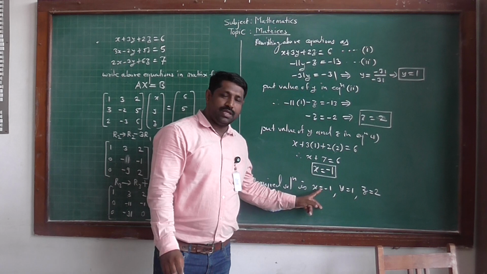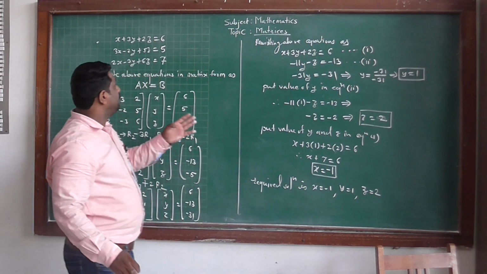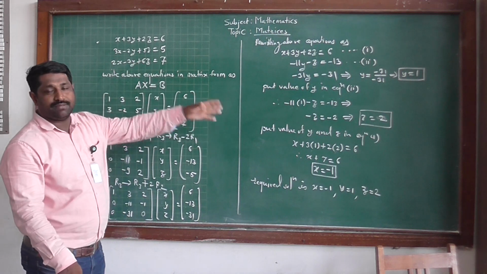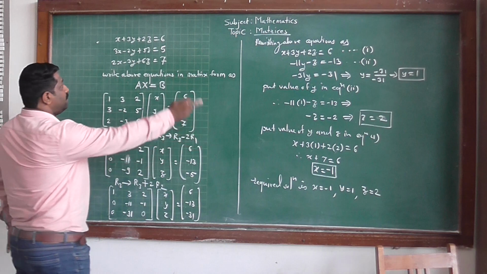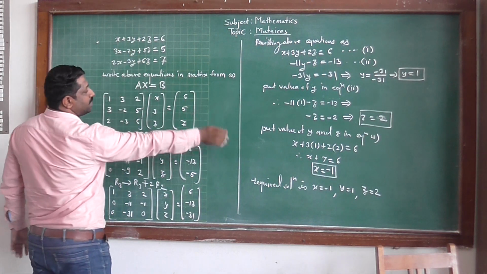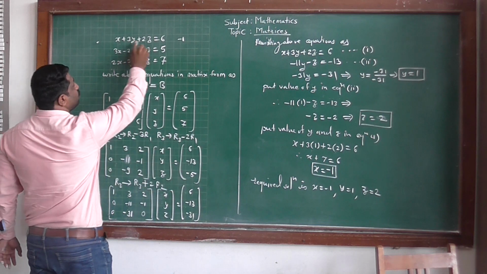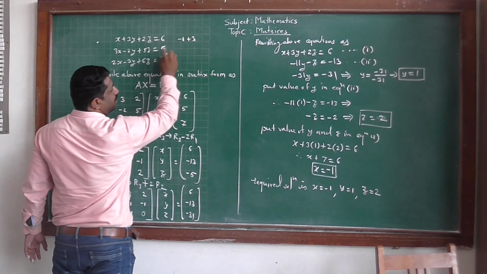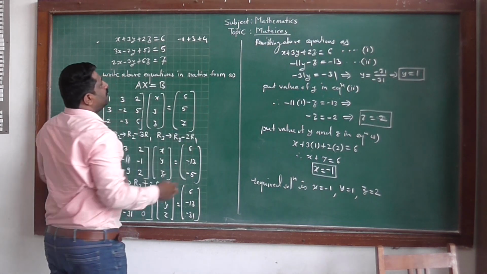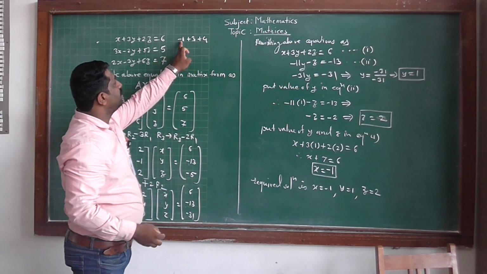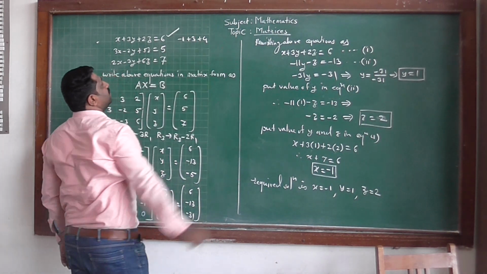Whether this solution is correct or not, we substitute it in the given equations. If it satisfies the given equations, then our solution is correct. Now we put the values in this equation. Put x equal to -1, so here -1. y is equal to 1, so that is +3. And z is equal to 2, 2 into 2, 4. Now here 7 minus 1, 6. So it satisfies the first equation.